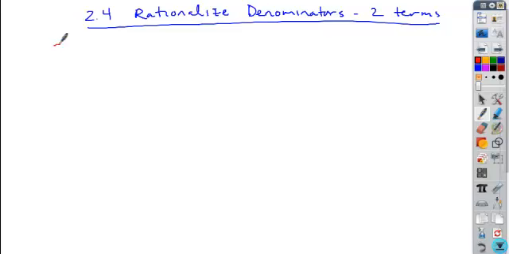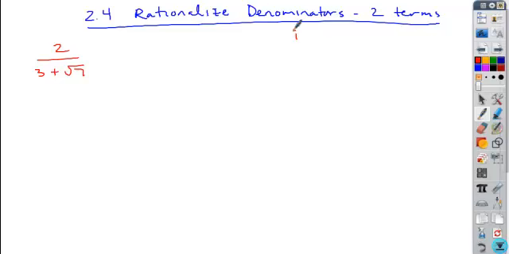You have a fraction that has multiple terms in the denominator, and for this section we'll restrict it just to 2 terms. If you have 2 terms and at least one of the terms has a radical in it, you need to rationalize it, because to simplify an expression, there's no radical in the denominator. Okay, so there are 3 steps for this.